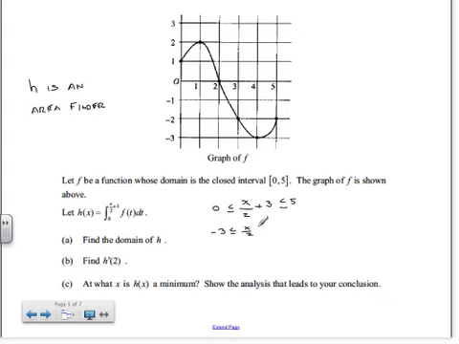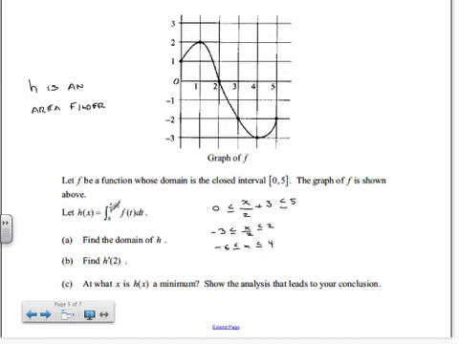Multiply both sides by 2, we have negative 6 less than or equal to x, which is less than or equal to 4. So this will be the domain for the area finder h. We can double check, plug this negative 6 back into x over 2 plus 3, and we'll get negative 3 plus 3, which is 0, which makes sense.